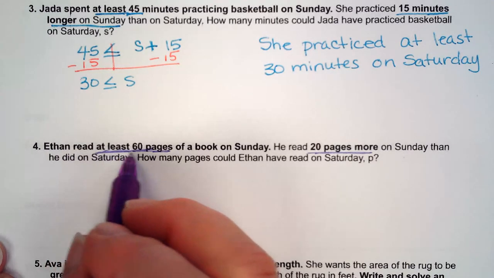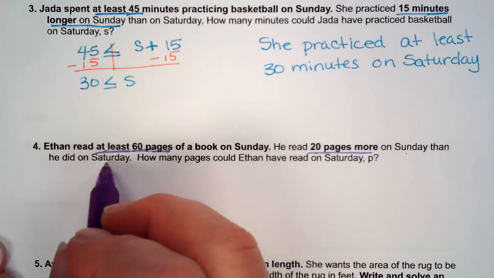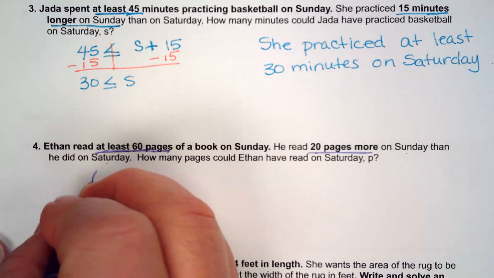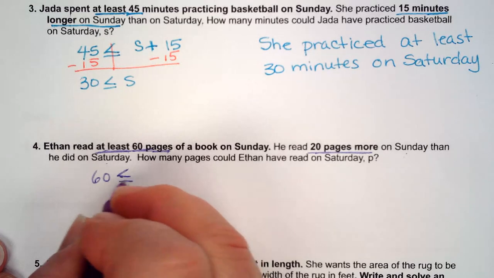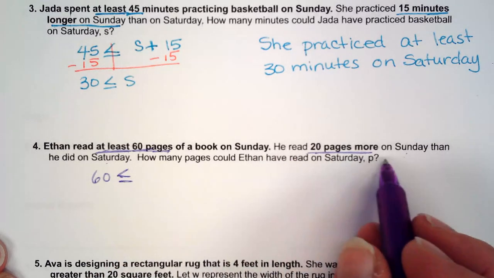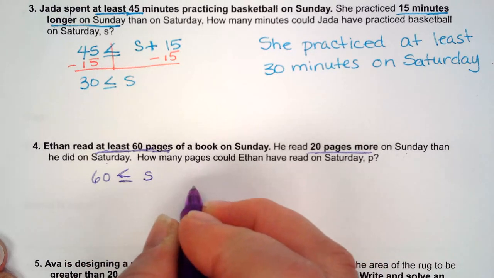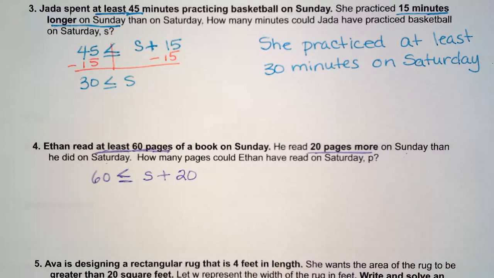Ethan read at least 60 pages. He read 20 more pages on Sunday than he did on Saturday. So how many pages did he read on Sunday? 60. At least, that means it is less than or equal to what he did on Saturday. Well, on Sunday he read 20 pages more. So the amount he read on Saturday would be S, but you'd also have to add that 20 pages to it to get up to what he read on Sunday.